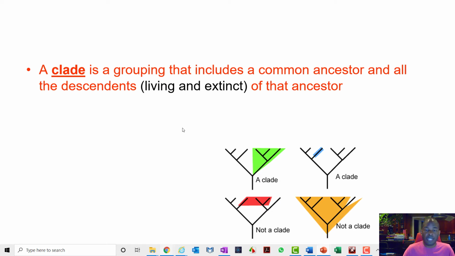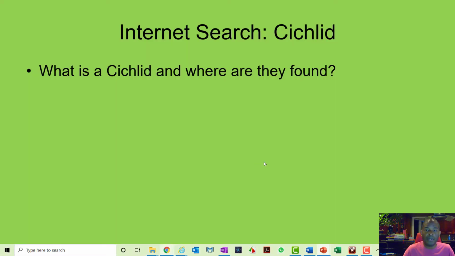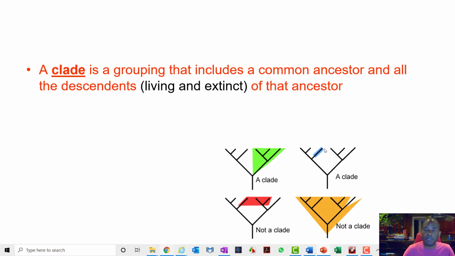Clade is one of the terms I've asked you to define on your worksheet. A clade is a group of organisms that have a common ancestor. So you see a yes example here with the green, and you see a yes example here with the blue. This is not a clade because for this and this to have a common ancestor, you have to include this tip and this tip. This is not a clade because for this to be one, you have to include here. For all these, you have to include this tip here. So you should be able to understand how a clade comes together.